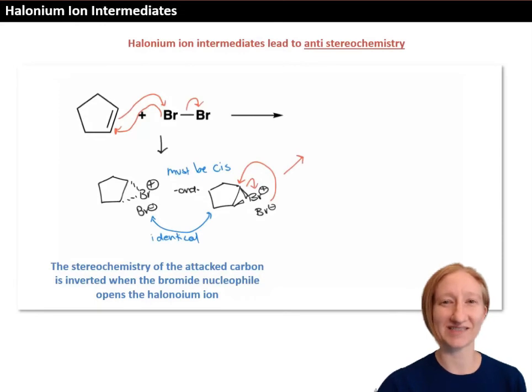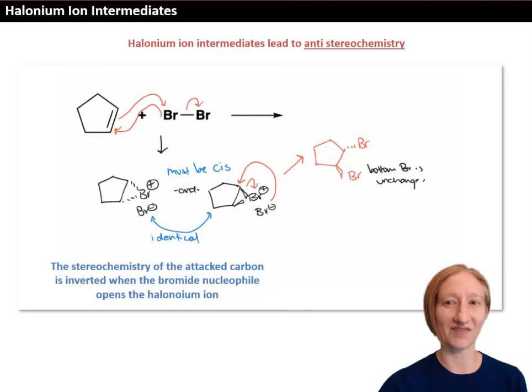And when the bromide attacks, it inverts the stereochemistry at that carbon. The bromide attacks from the side opposite the leaving group. And here the leaving group is the bromonium ion. So the bromide attacks the top carbon and it forms a new carbon-bromine bond on the face or the side of the ring opposite the bromonium. It pushes the hydrogen forward. The new bromine-carbon bond is back. The stereochemistry at the bottom carbon, the one that wasn't attacked, stays the same.